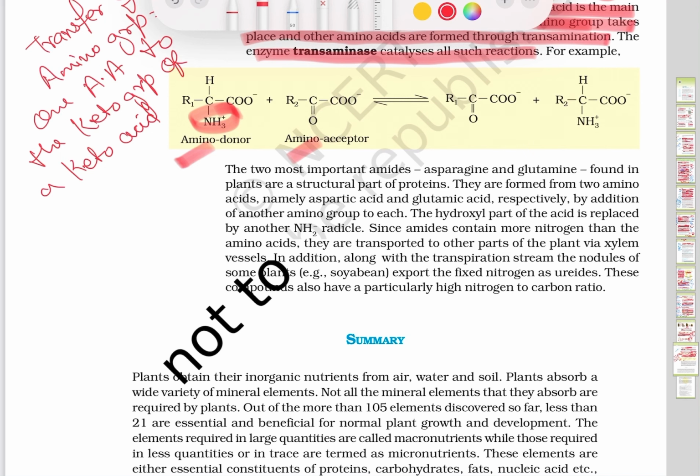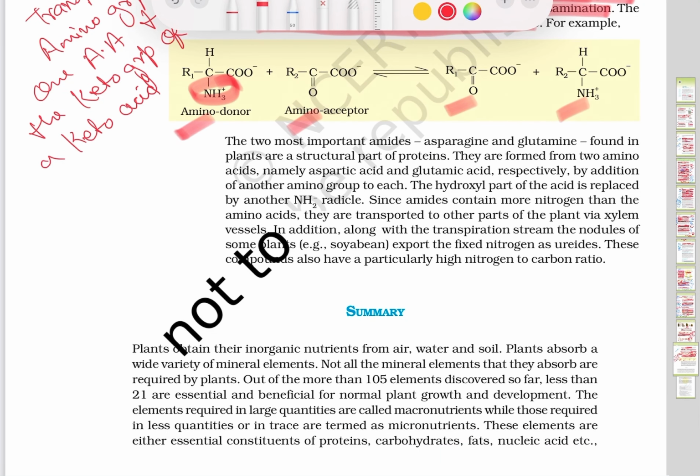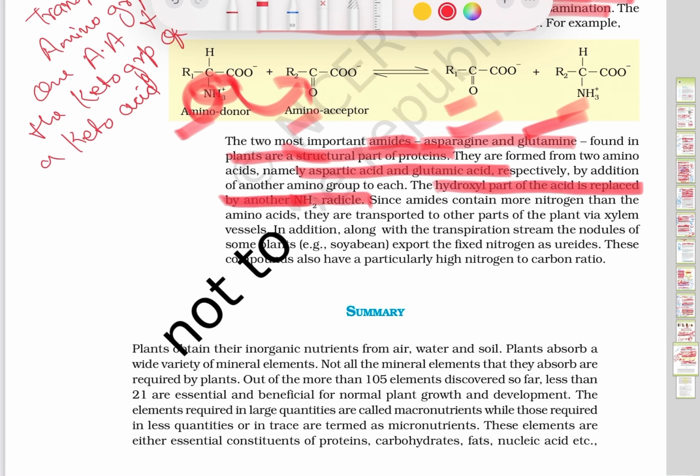The two most important amides, asparagine and glutamine, are found in the structural part of plant proteins. They are formed from two amino acids, namely aspartic acid and glutamic acid, respectively, by adding another amino group to each. The hydroxyl part of the acid is replaced by the NH2 radical. Since amides contain more nitrogen than amino acids, they are transported to other parts of the plant by xylem vessels. In addition, along with the transpiration stream, the nodules of some plants, for example soybean, export the fixed nitrogen as ureides. These compounds also have a particularly high nitrogen to carbon ratio.